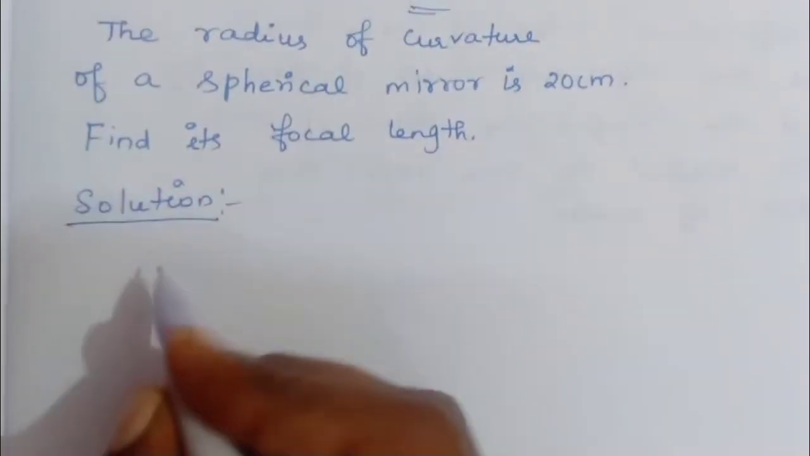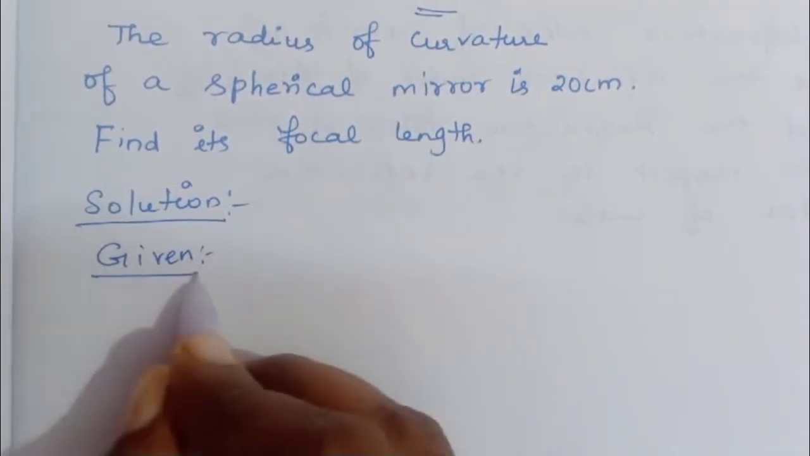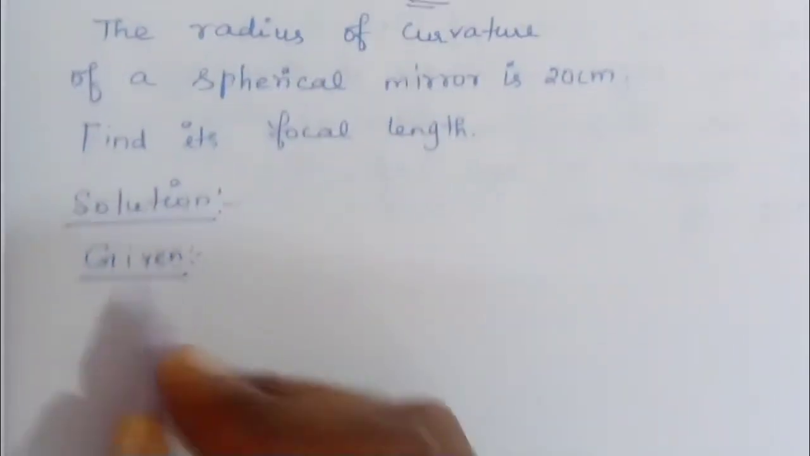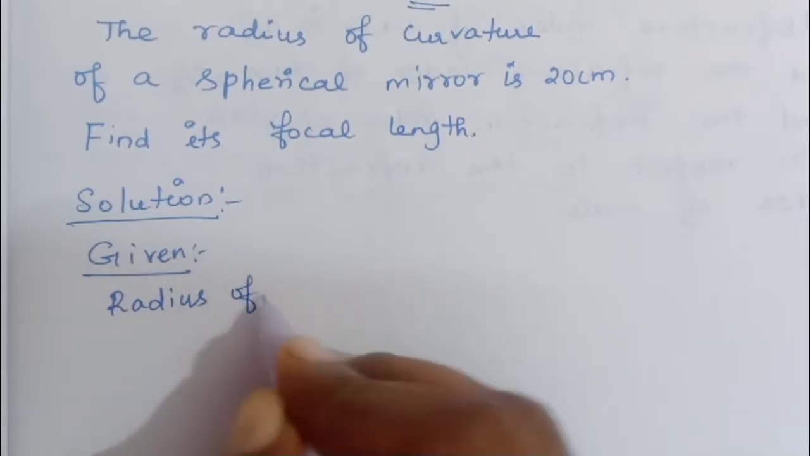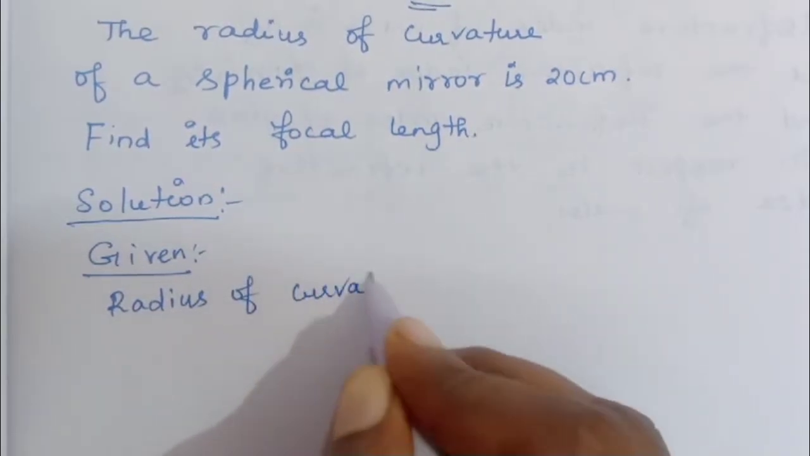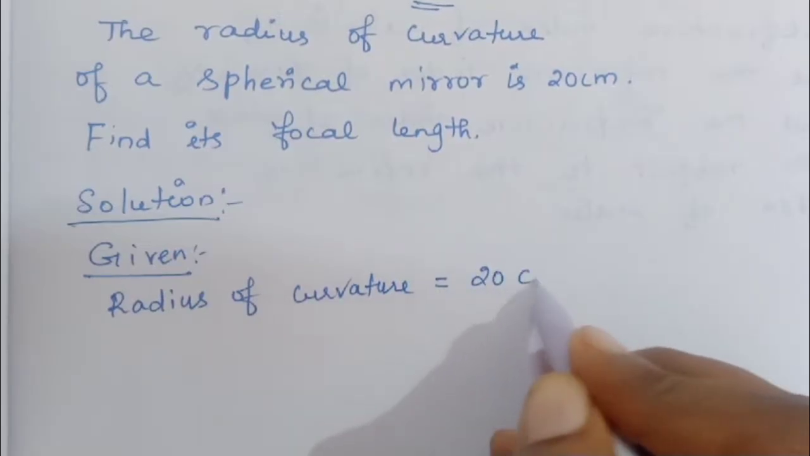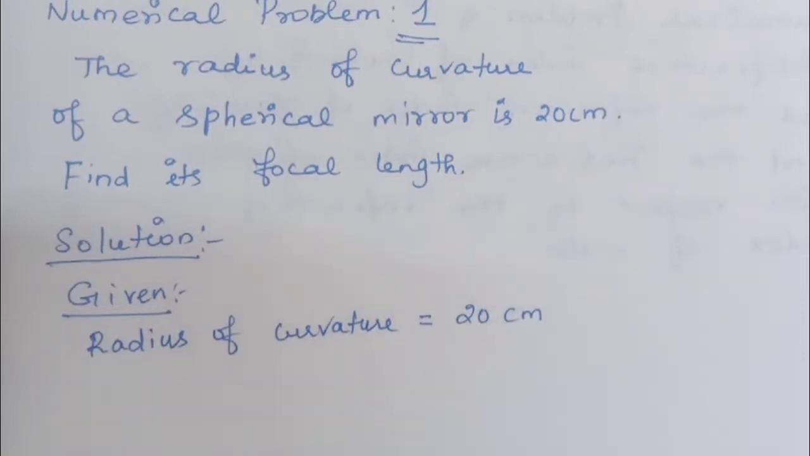So the first term, as we all know, is given. Given is nothing but what values are given in the question. So here the value given is the radius of curvature, that is 20 centimeter. Radius of curvature is 20 centimeter.